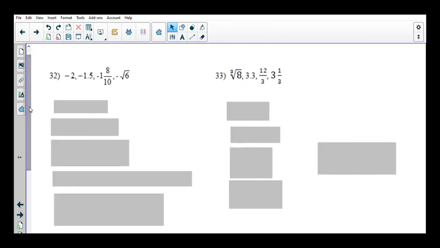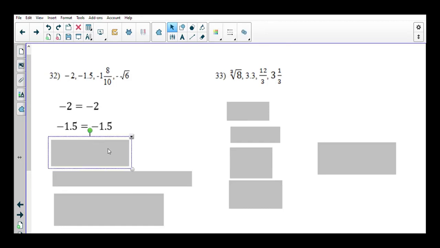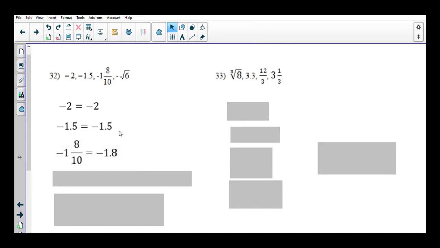Let's compare these. So -2 is -2. -1.5 is -1.5. -1 8/10 is pretty easy. That's -1.8. It's also the same as -1 4/5. It's just not reduced, but it's -1.8. And then the negative square root of 6.